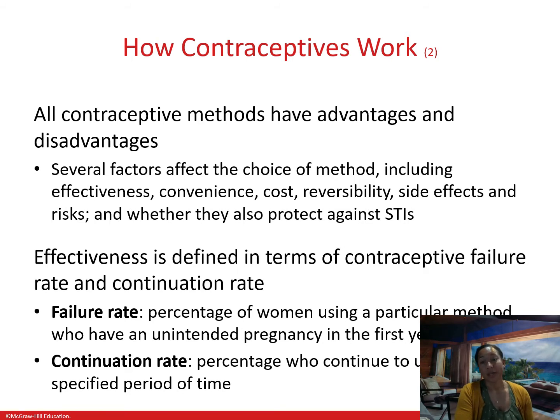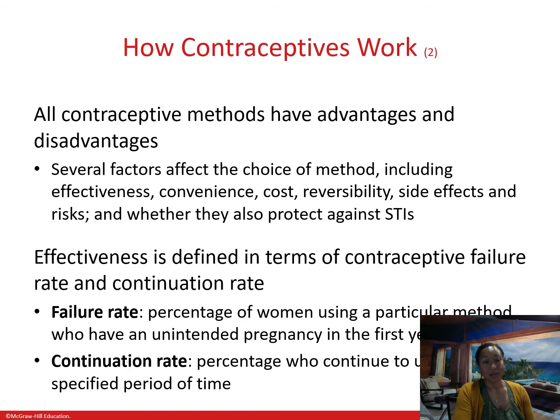Nothing's 100% guaranteed unless you just maintain abstinence completely. If you don't have sex, that's the only thing that's 100% guaranteed to make sure you don't get pregnant. But there are contraceptives that can help get you close to 100%. The convenience of it: some women cannot remember to take a pill. Some women don't want to have a device injected into them. There is the cost of it, reversibility, side effects and risks. And again, we'll talk about that, especially when it comes to the female physiology.